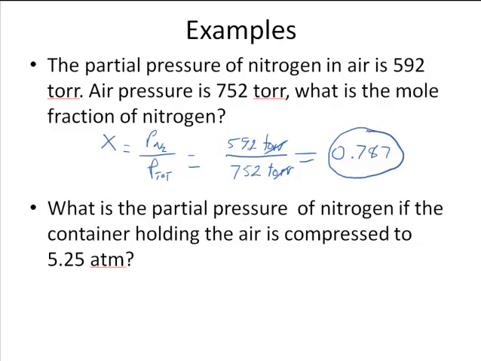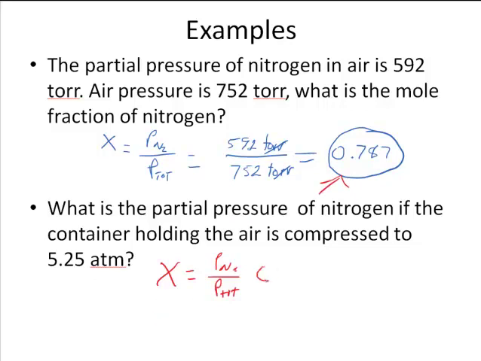Look at this next problem. What is the partial pressure of nitrogen if the container holding the air is compressed to 5.25 atmospheres? Okay, so just a little bit of a different problem there. So I've got mole fraction again, and we're dealing with pressures, so again it's going to be P of N2 over P of total, right? Now, we have the mole fraction of air and nitrogen from right here, okay? So let's stick that number in there.